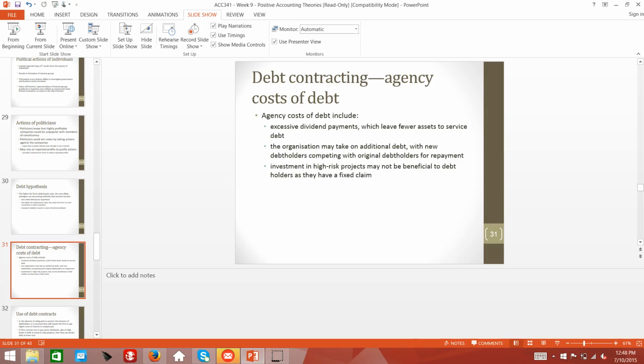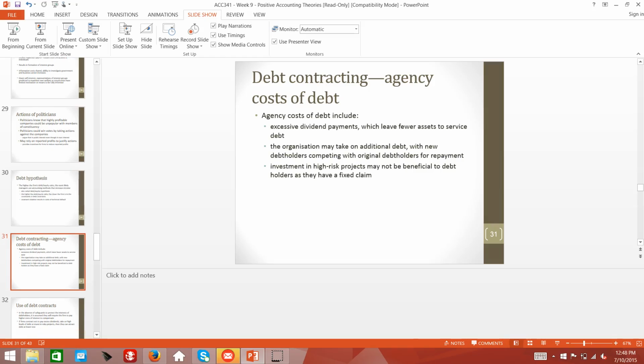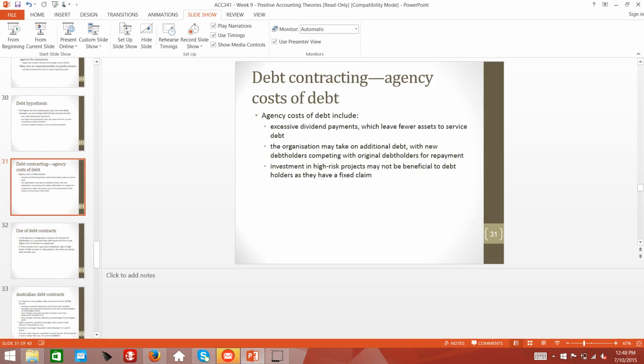If a firm pays excessive dividends, it leaves fewer assets to service debt. Organisations can also take on additional debt, with new debt holders competing with the original debt holders for repayment. An investment in a high-risk project may not be as beneficial to debt holders as they have a fixed claim. Now, this is something that we can see playing out quite clearly in the management of our own business. We're a privately owned business and we use debt as our major source of capital for expansion and working capital.